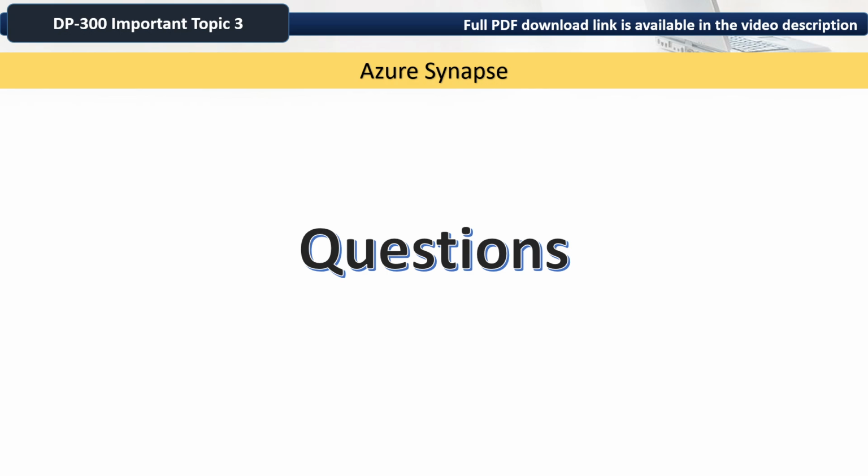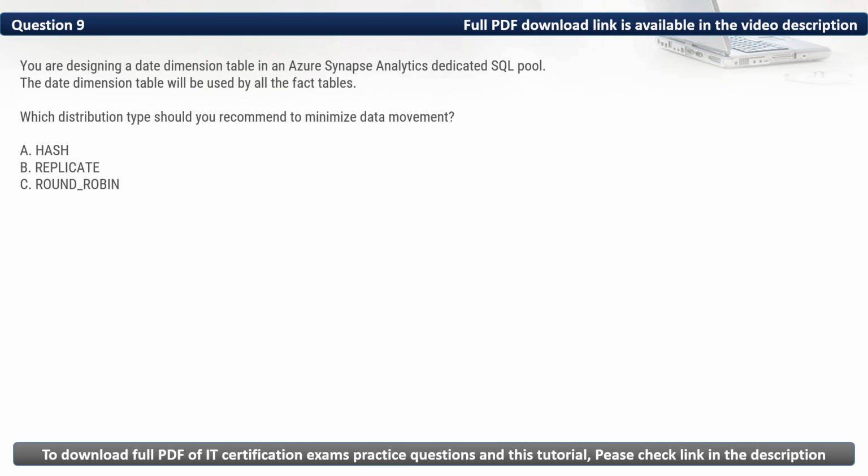To the questions related to the same topic. You are designing a data dimension table in an Azure Synapse Analytics dedicated SQL pool. A date dimension table will be used by all the fact tables. Which distribution type should you recommend to minimize data movement?